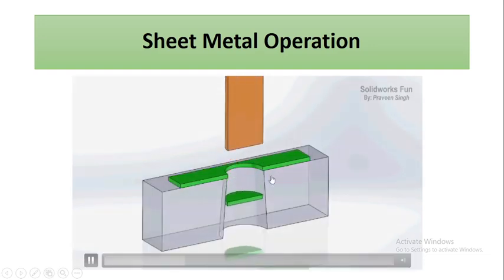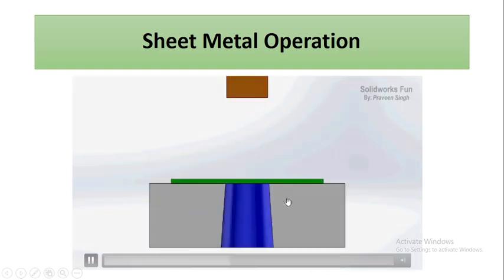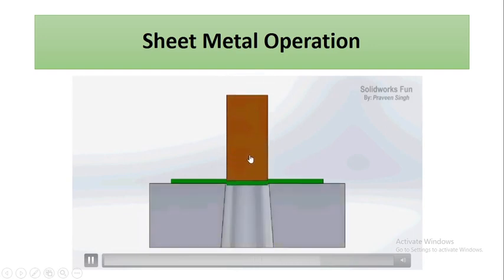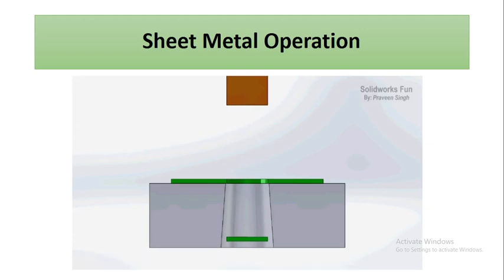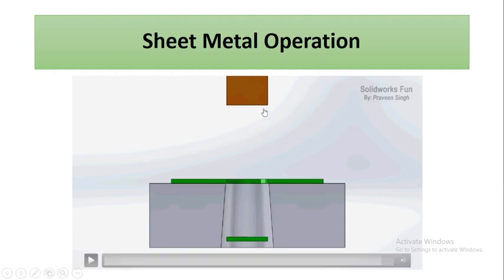Now if we see this one from the front, how will it look? This one is the punch and this is the sheet, and the sheet is getting sheared, and then we are getting the final product. Now you can see here that during the process there is a clearance provided between the die and the punch. It will depend on whether it is a punching operation or a blanking operation. Depending on the operation, we will provide the clearance either on the punch or on the die.